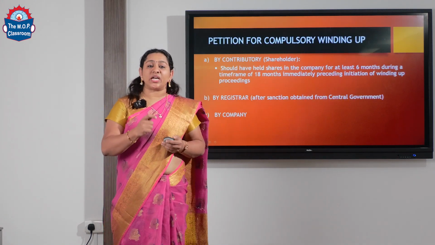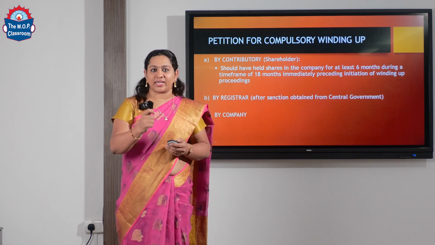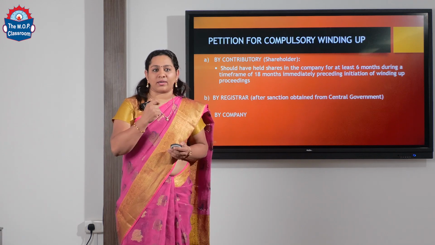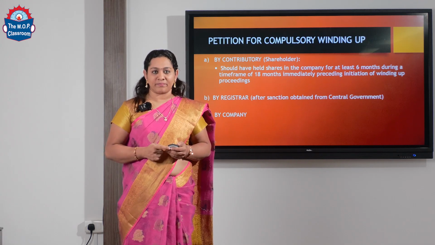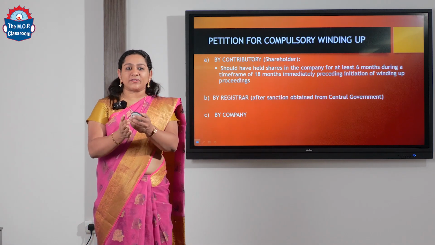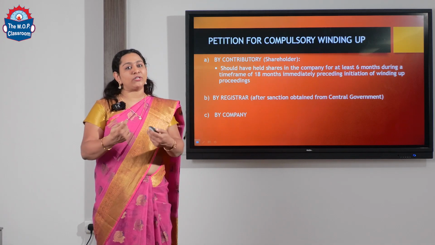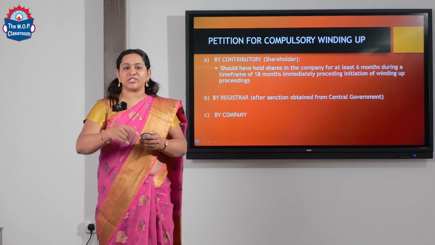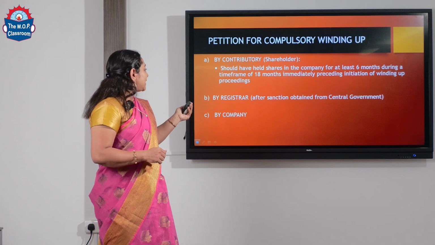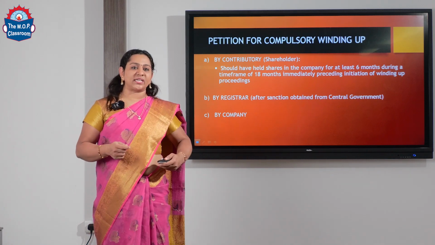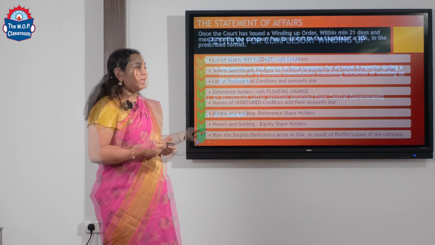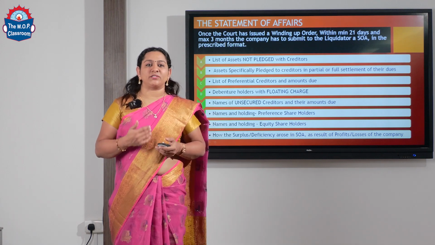So, other than the court ordering the company to wind up, the owners of the company also have a right to petition for compulsory winding up of the company. Any shareholder who has held shares in the company at least for a period of the past 6 months is entitled to petition the court that such and such company for so reasons has to be wound up, in my opinion. Or the registrar, after obtaining permission from the central government, can file a petition for winding up, or the company themselves. Now, coming to the operational aspects of a winding up.